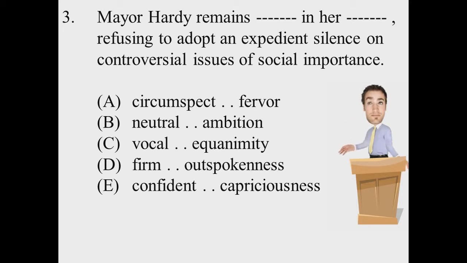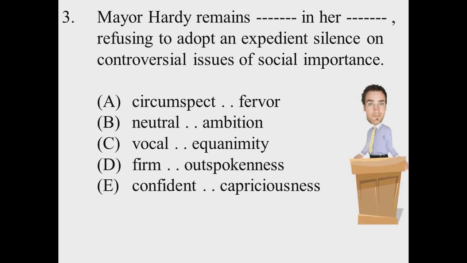The other words in number 3 are quite simple. Neutral, ambition, vocal, firm, confident, outspoken. Those are all simple words. The syntax issue is not too complicated. Mayor Hardy refuses to remain silent on controversy. So you have to figure out what combination of words would a person who is refusing to be silent use.